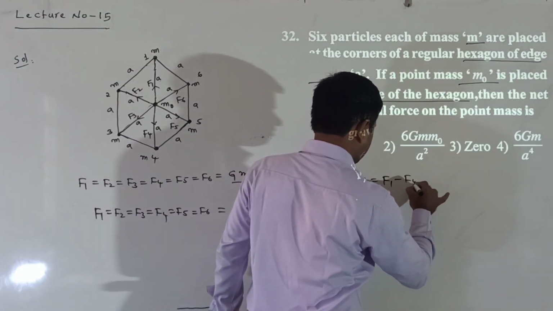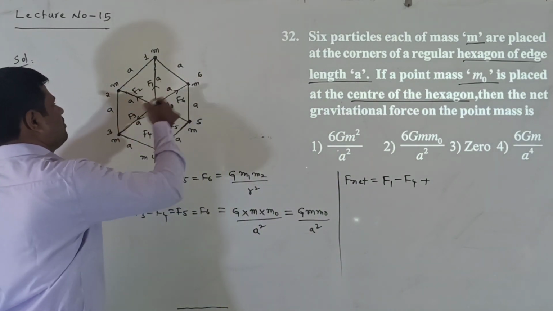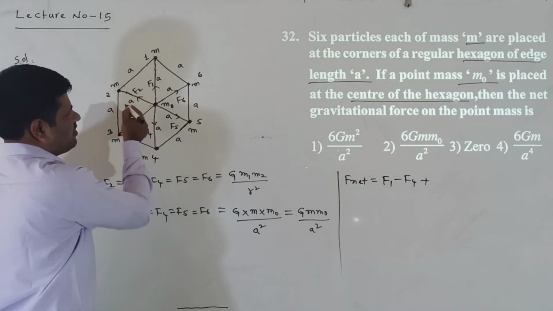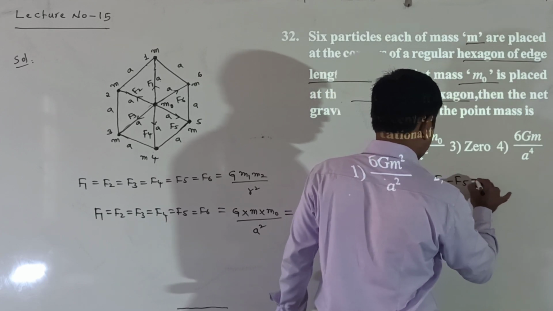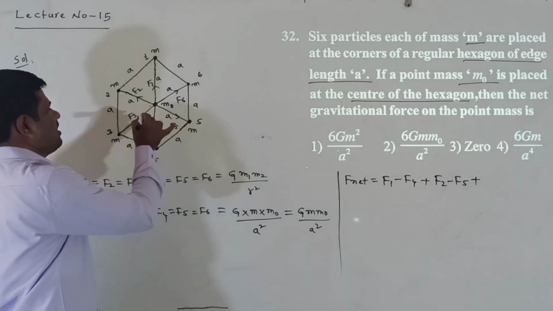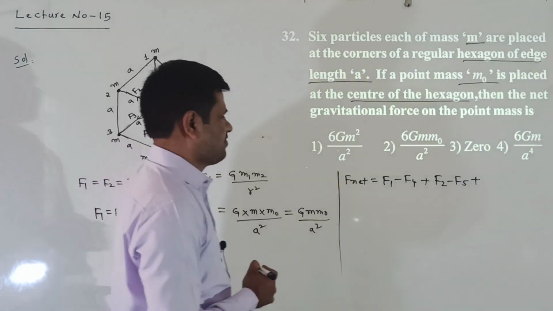F1 minus F4 here, in between these two we can consider. F1 minus F4 is completed in between these two. Here F2 minus F5, plus next, what is here in between these two? Here F3 minus F6.